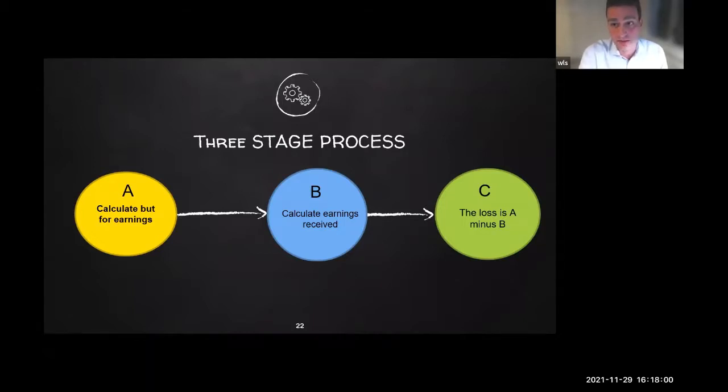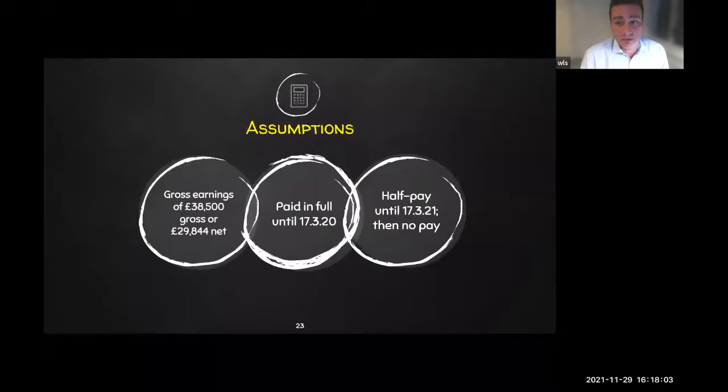So it's that straightforward. I put forward some assumptions here just to flesh out the case study a bit. So we've got gross earnings of 38,500. It's a bit more than the average primary school teacher. So that's gross. And I've listened to the tax man as we were looking at earlier to net that down. You get 29,844 net. And the assumption is that she was paid in full for a year, so till the 17th of March 2020, and then she got half pay until the 17th of March 2021, and then after that, no pay.